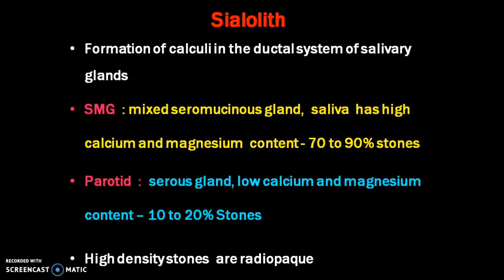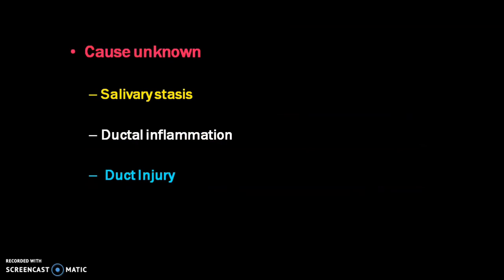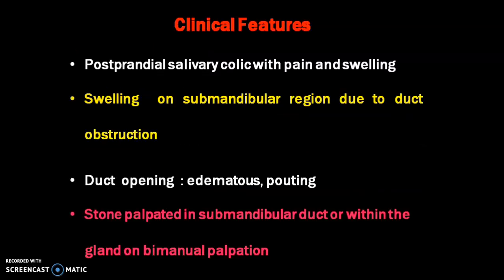The next inflammatory condition is the sialolith. What is this? This is the formation of calculi in the ductal system of the salivary gland. The submandibular gland is basically a mixed seromucinous gland, and its saliva has a high calcium and magnesium content, but as compared to the submandibular, the parotid is serous and has a low calcium and magnesium content. So there are more chances of sialolith formation in the submandibular gland. The stones are radiopaque and the cause is unknown. Salivary stasis can be there, ductal inflammation or ductal injury.